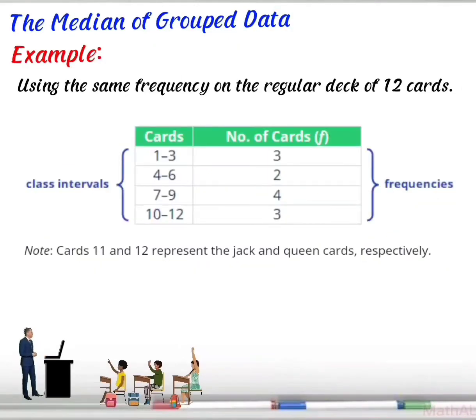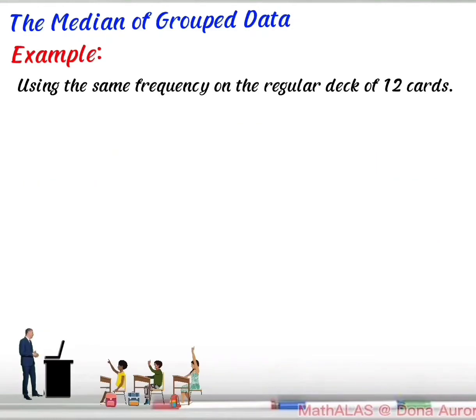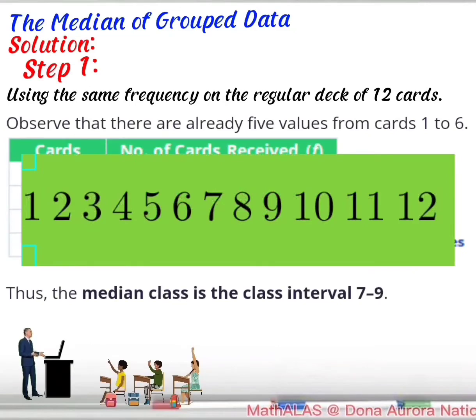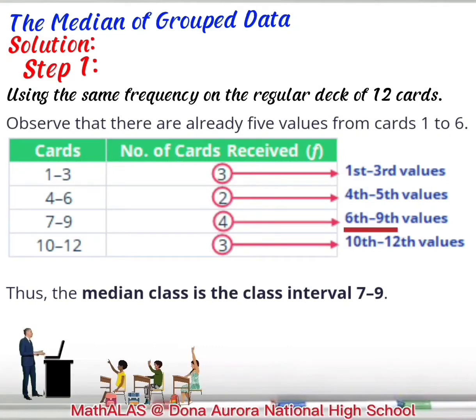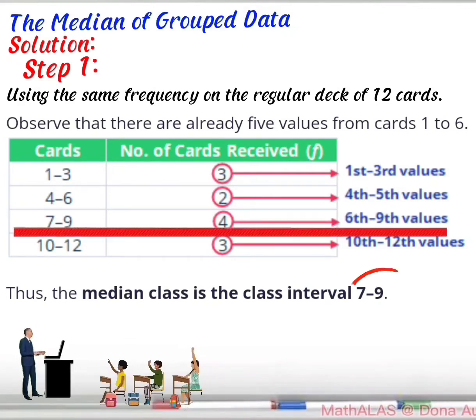Considering the same data on 12 deck of cards received by a given group. Estimate the median. Step 1. Pag-isulat natin ang mga numbers from 1 to 12. The middle numbers are 6 and 7. Those numbers lie on the interval 7 to 9, because yung mga values na matatagpuan doon ay 6 to 9, gaya ng makikita sa table. Naintindihan ba? Ibig sabihin nito, ang median class natin ay nasa interval 7 to 9.